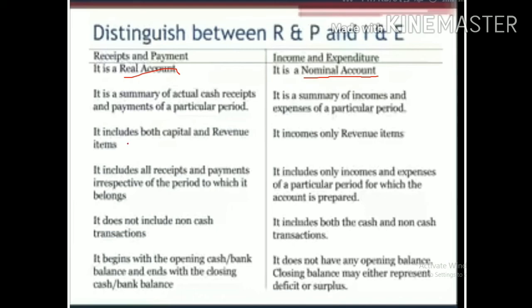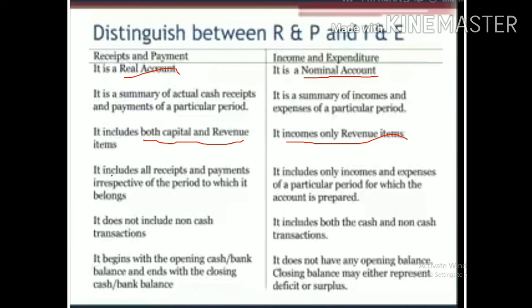Then the third point: it includes both capital and revenue items. The receipts and payment account records both capital and revenue items. But the income and expenditure account records only revenue items.